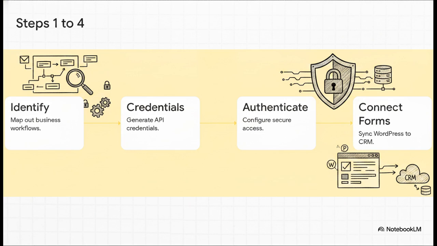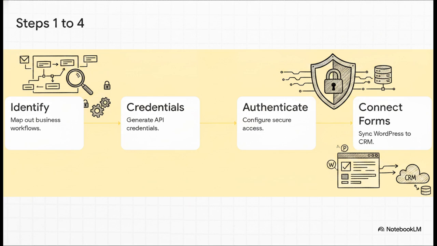Step 1 is to always identify your business workflows. You have to map out exactly what you want the data to do before you touch any technology. Because you know what happens if you map out a bad process? You simply end up automating chaos. Step 2 is to generate your API credentials right within GoHighLevel.